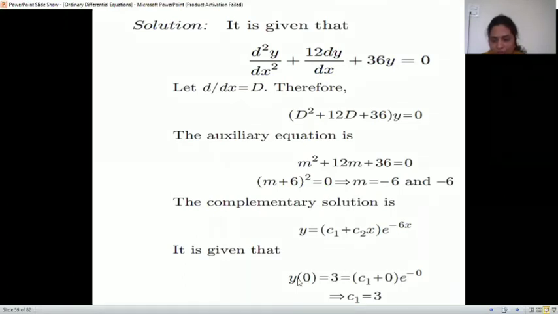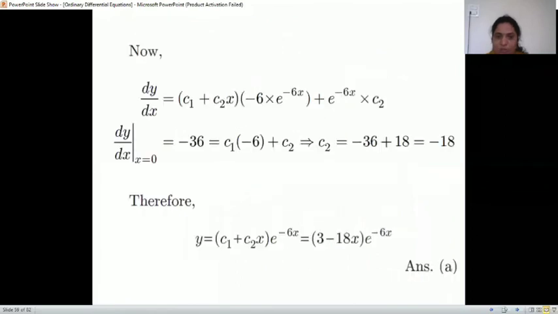Applying the first condition, y of 0 is 3, we get c1 is equal to 3. Next we have to apply the second condition. For that, we take the derivative dy by dx, and substituting x is 0 in dy by dx, we get minus 18. Therefore, c2 is minus 18. Your answer will be 3 minus 18x into e raised to minus 6x. So your correct answer will be option A.